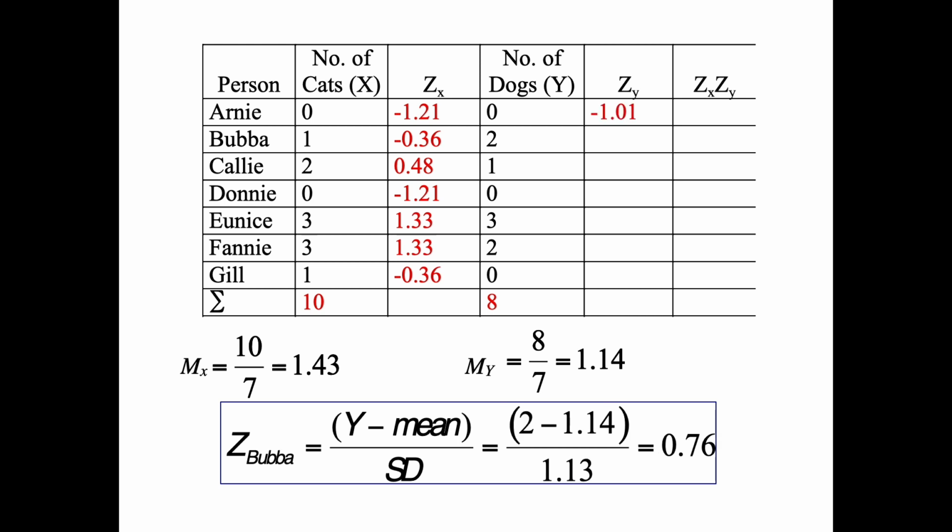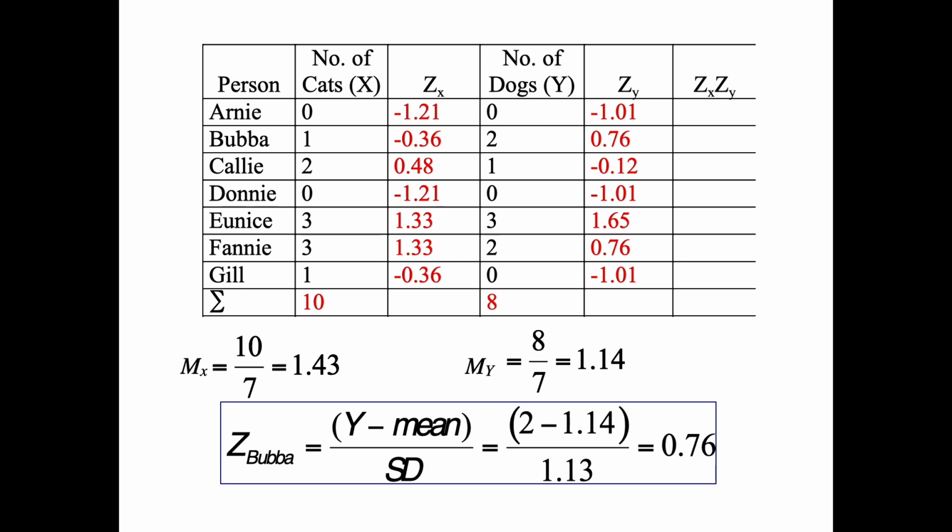So I put that in. I continue to do the same thing for Bubba, who has 2 dogs, and I subtract the mean number of dogs, which is 1.14, divided by the standard deviation for the number of dogs, which is 1.13, and that gives us a z for Bubba of 0.76. And we can go ahead and finish this off, and we've now converted all of the number of dogs into z-scores. So you now see that we have z-scores for x, which is the z-score for the number of cats, and we have the z-score for the number of dogs.